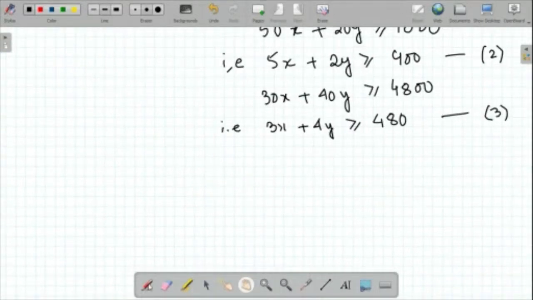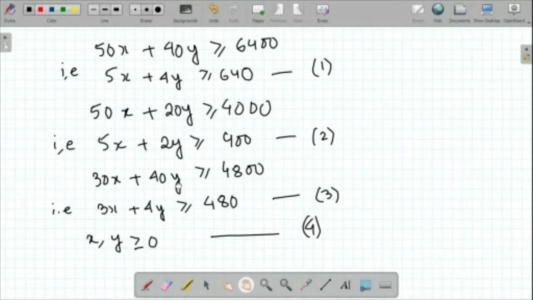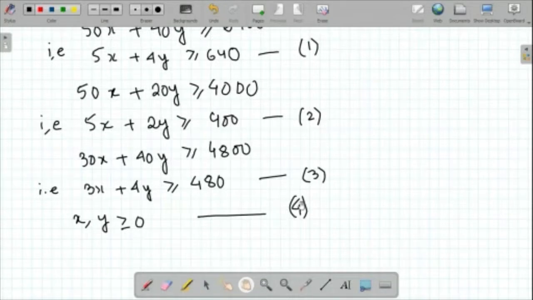And then lastly, x comma y should be greater than or equal to 0. Don't forget to write the fourth equation, as marks may depend on it. So we have these four equations, and as usual we have to draw the graphs. Okay, just wait.